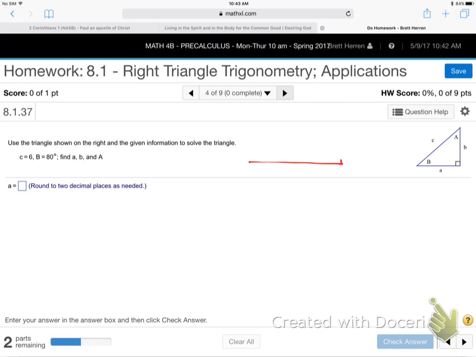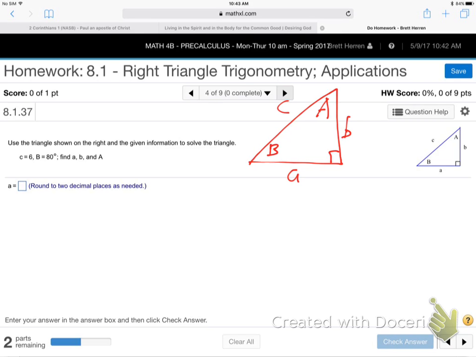Here, let me redraw it here. So you know how it goes. It's beta with B, and A with alpha, and this is C. That's how they always make them. It's always that same way. So there we go. So find the stuff.